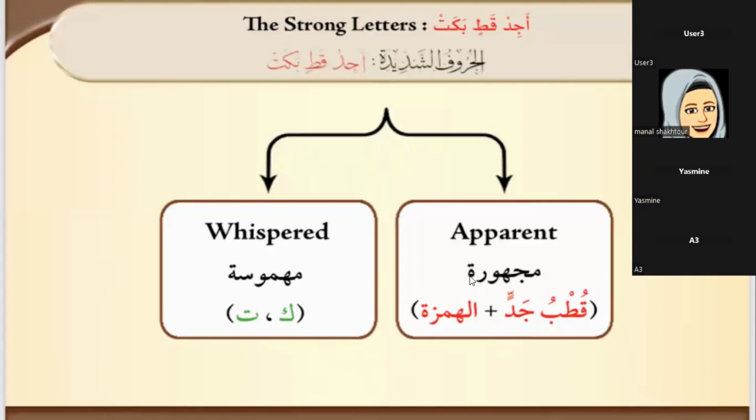And then the Sheikh categorizes the strength letters into 2. Most are apparent and 2 are whispered. This is something that we mentioned earlier. So most strength letters are apparent letters, except for 2, kaf and ta.